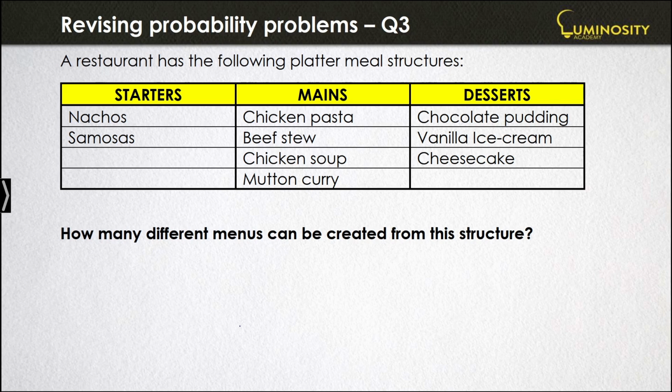Let's have a look at question 3. A restaurant has the following platter meal structures. You can choose from starters, then your main dish, and then desserts.